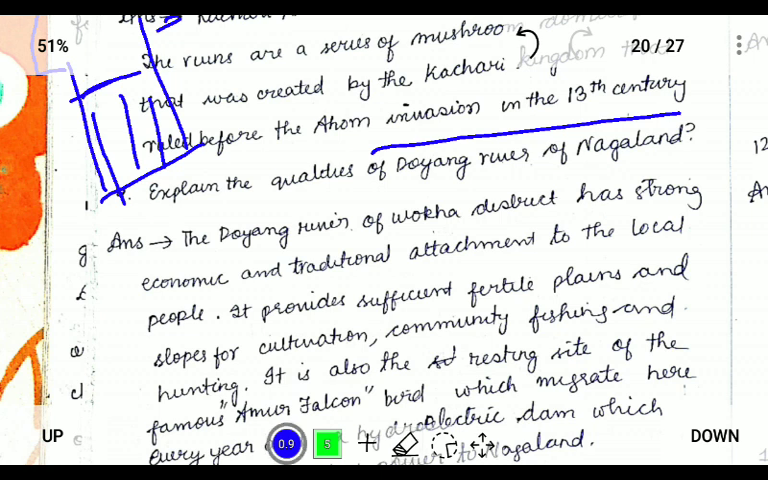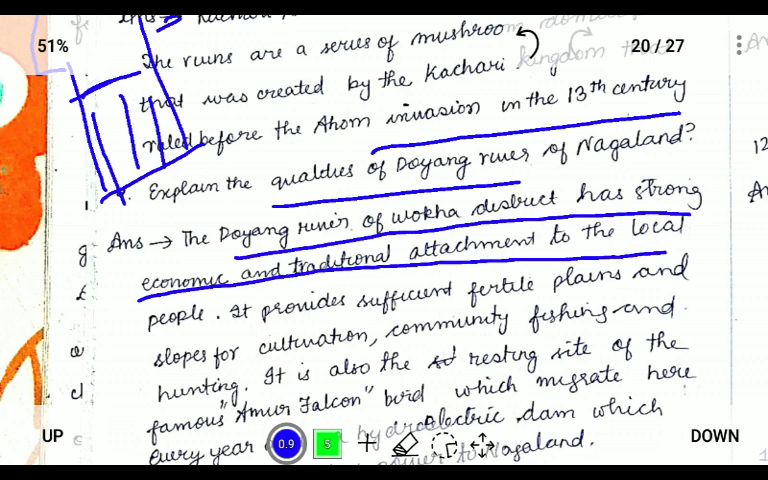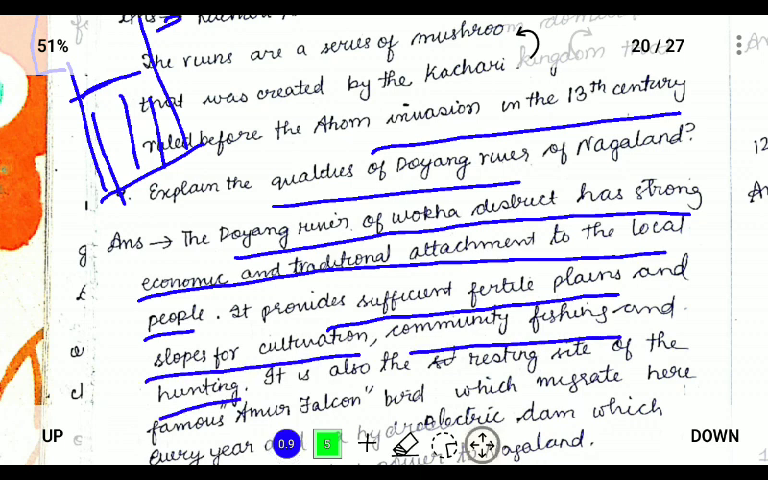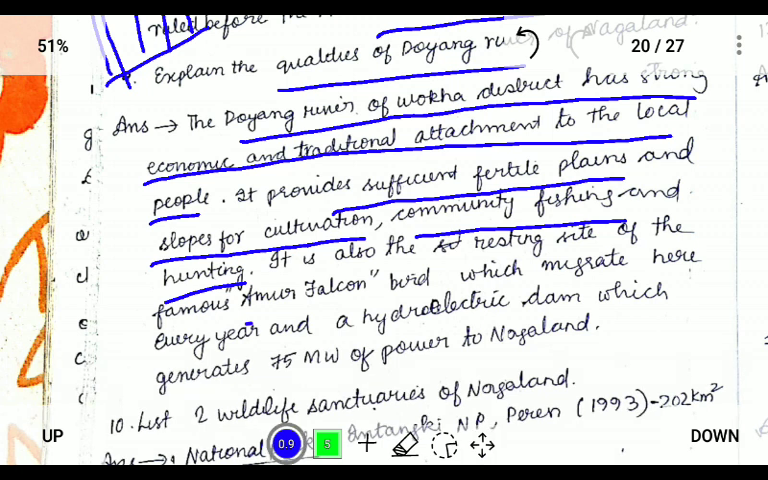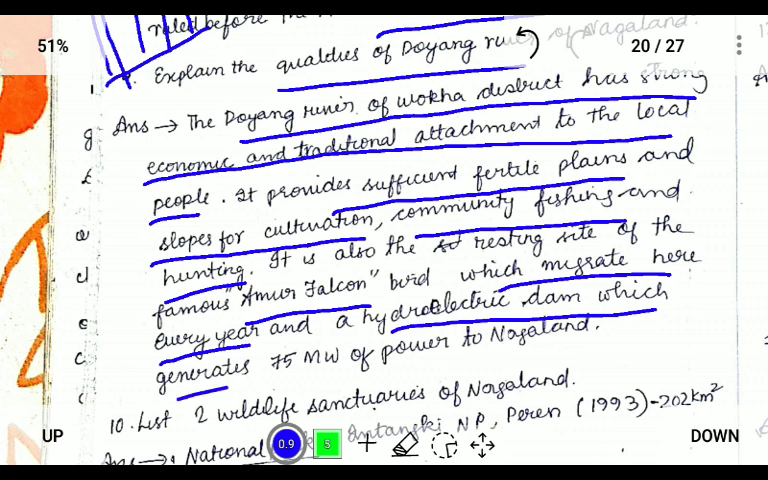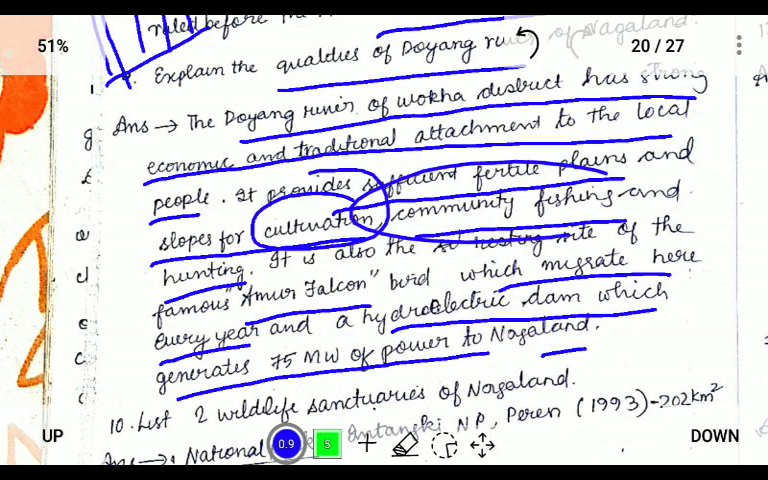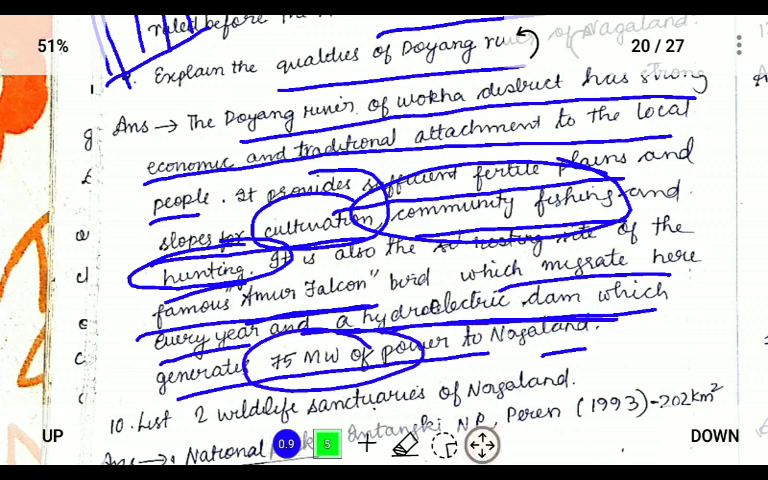Next, for 2 marks, explain the qualities of Doyang River of Nagaland. They are asking what the special qualities of Doyang are. The Doyang River has a strong economic and traditional attachment to the local people. It provides sufficient fertile plains and slopes for cultivation, community fishing and hunting, and it is also a resting ground for the famous Amur falcon bird, which migrates here every year, and a hydroelectric dam which generates about 75 megawatt of power to Nagaland. So for the qualities of Doyang, we can write that it is useful for cultivation, community fishing and hunting, a resting place of Amur falcon, and has a hydroelectric dam which generates about 75 megawatt of power.